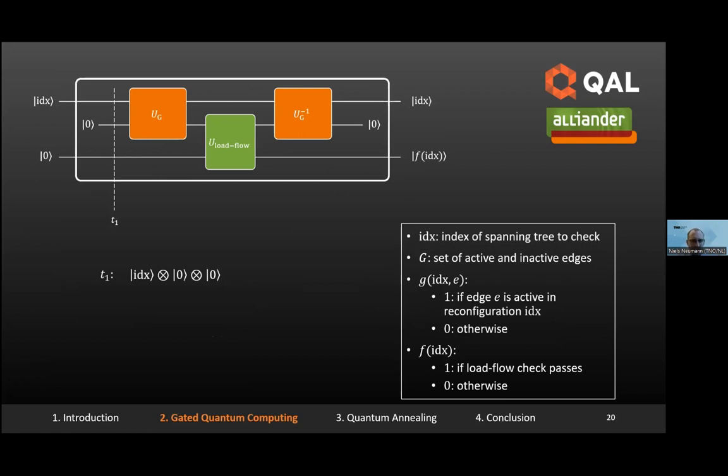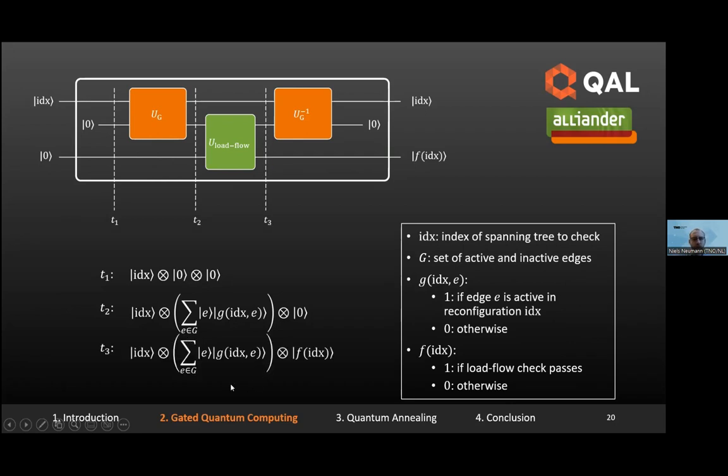Let's walk through it in time. We start with only the index of the reconfiguration, so only the index of the edges that we switch on and off, and then two zero registers. Afterwards, we have the index together with the encoding of our graph, the encoding of our network. In the next step, we also obtain the load flow check variable, the variable that says if our reconfiguration is valid, yes or no. And then we uncompute the graph again. And then on this state, we can perform Grover's algorithm.